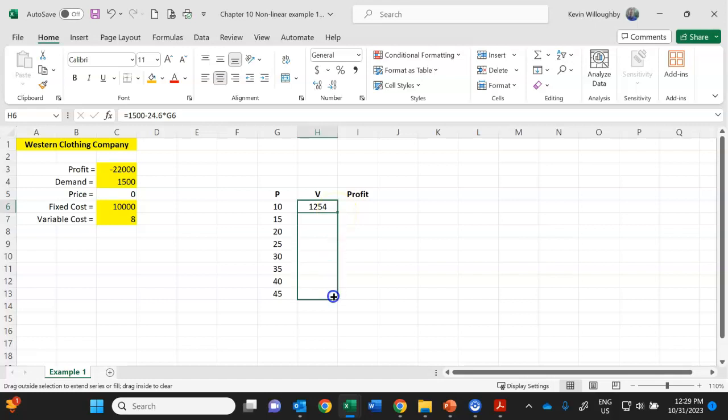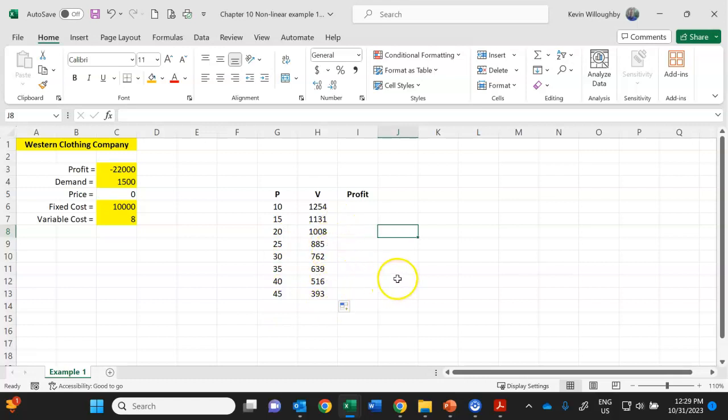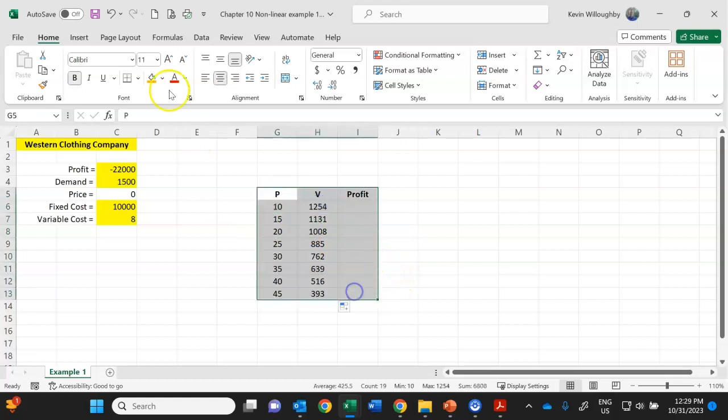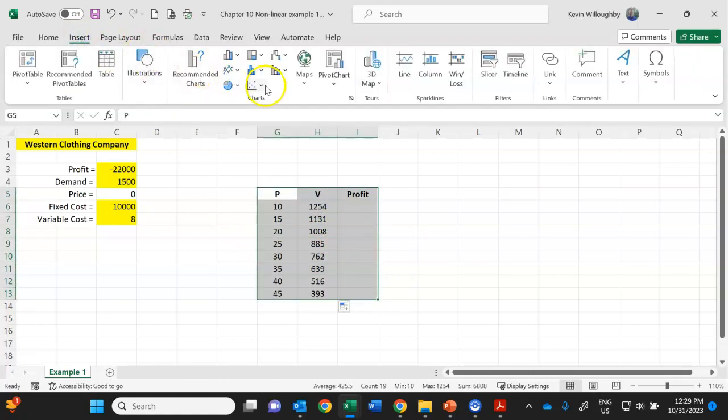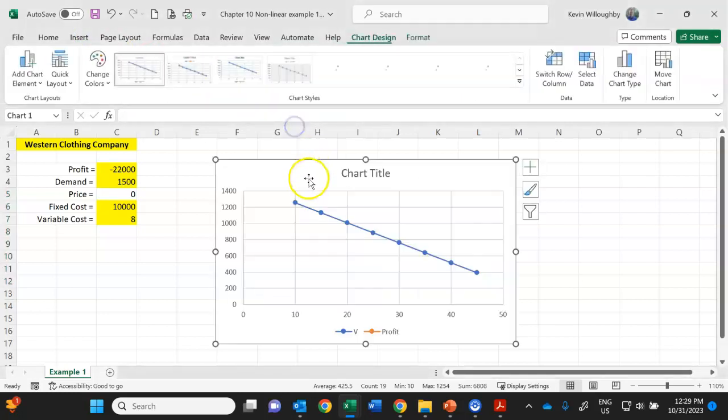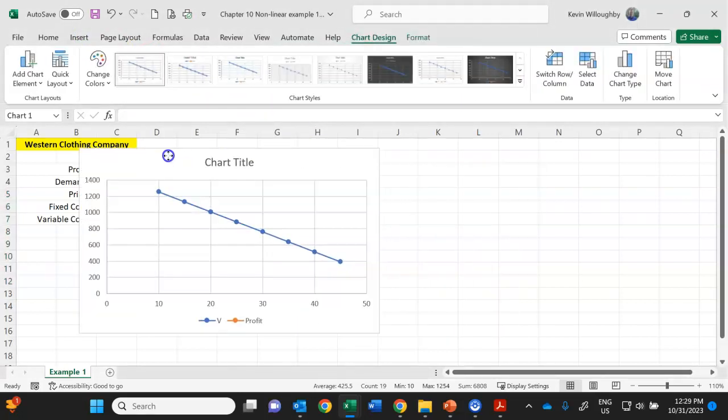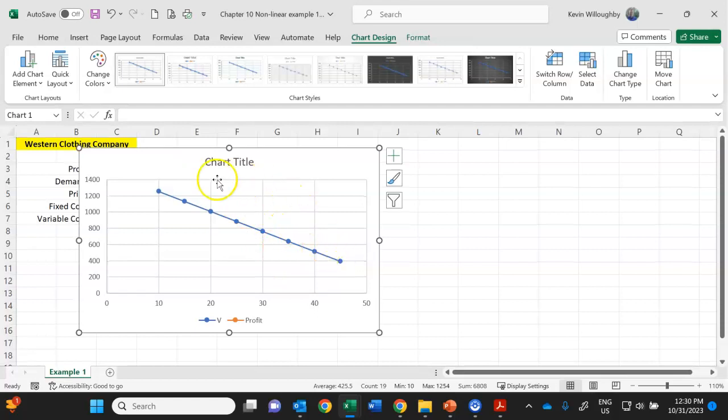So at a price of $10, we would have a demand of 1,254. If I copy this down, you can see that it's downward sloping. The higher the price, the lower the quantity demanded. That makes sense. What we can do is graph this. I'm going to insert a scatter diagram here, and there it is, that downward sloping demand curve. What we want to do is determine the price that will maximize our profits.